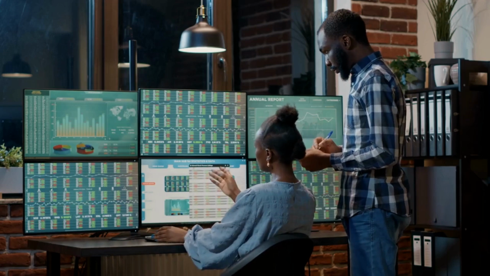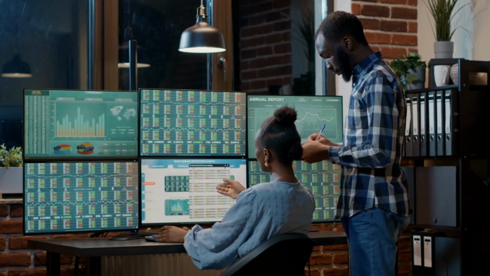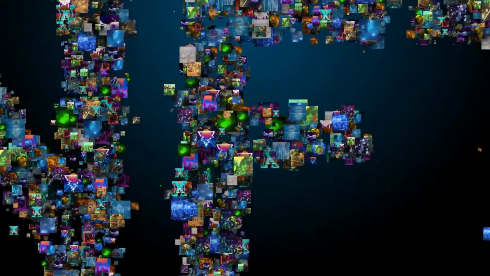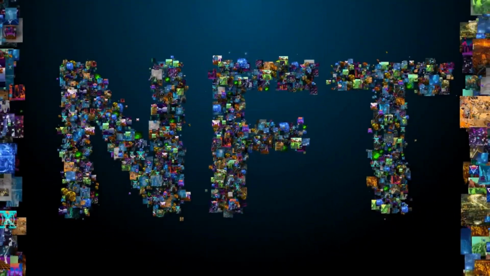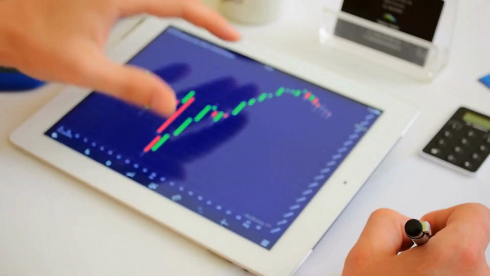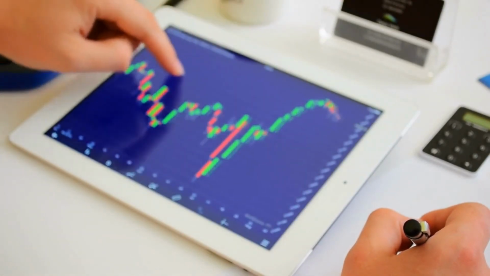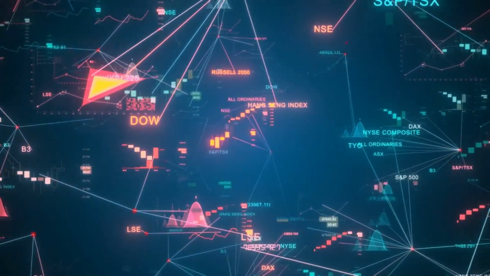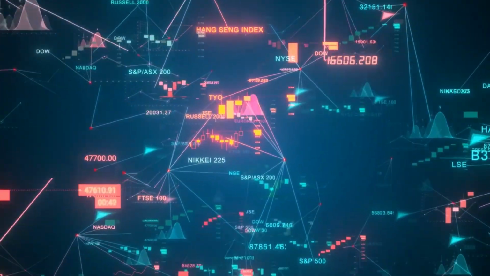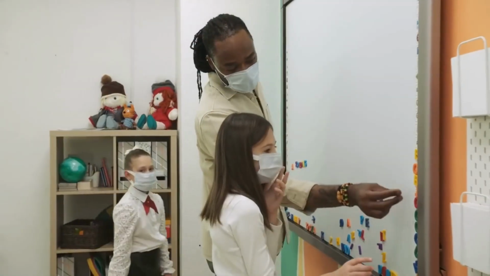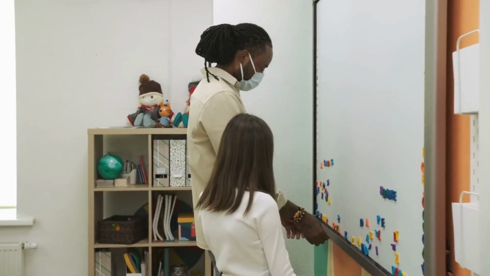There are different types of assets investors can buy and sell in the stock market. The most common types of assets include the following: 1. Stocks. 2. Bonds. 3. Mutual funds. 4. Exchange-traded funds, ETFs. 5. Derivatives. Now let's briefly learn the definition of each asset type.